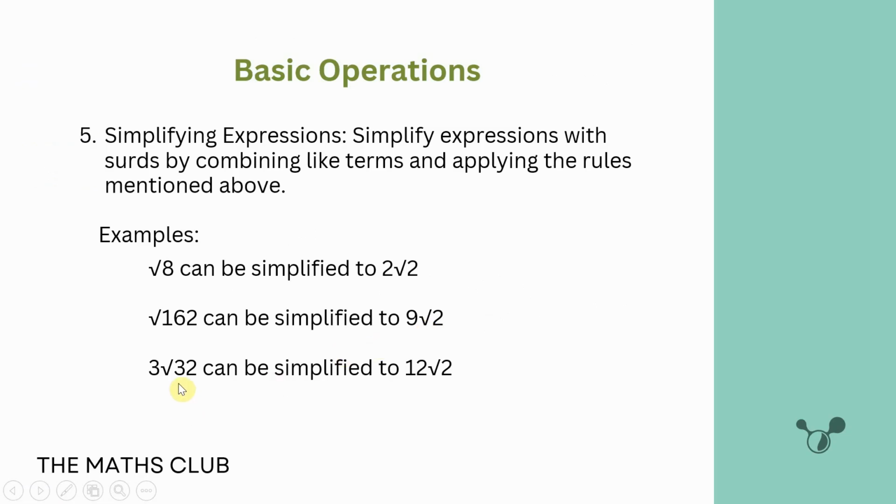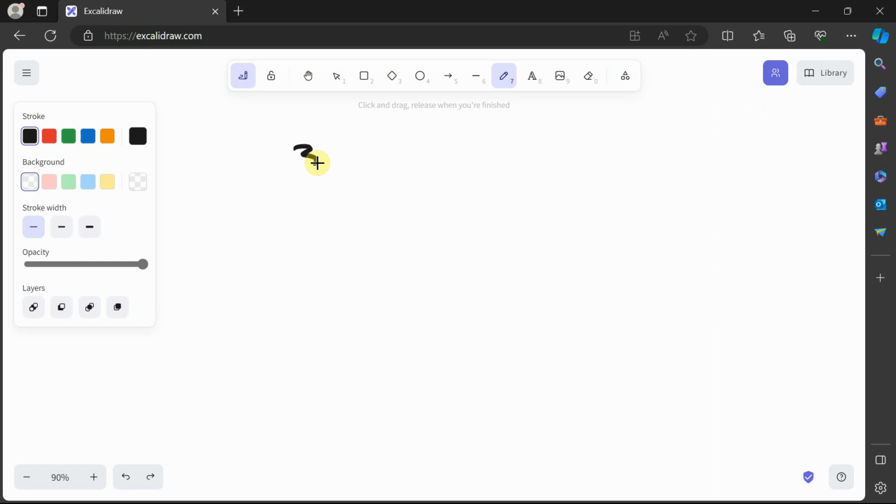Also, we're told that 3 root 32 can be simplified to 12 root 2. Pause the video and try this one again by yourself. Welcome back. So we had 3 root 32. I could have broken this root 32. Let's look at how we can break it.